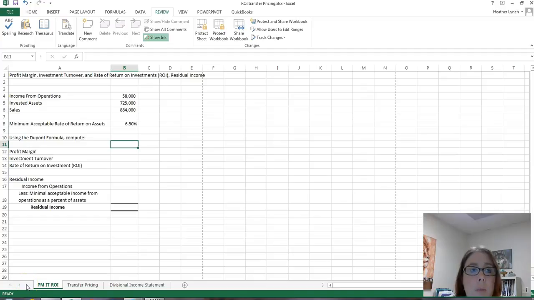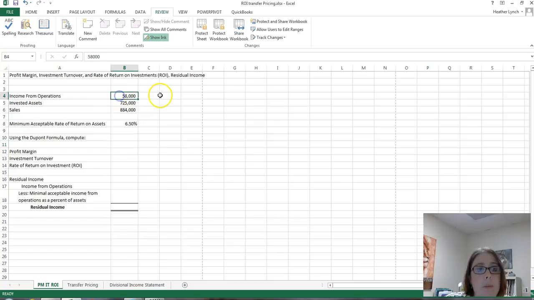Hi everybody. In this chapter we're going to be dealing with profit margin, investment turnover, rate of return, residual value, transfer pricing, and doing a divisional income statement. So what I want to start out with is profit margin, investment turnover, rate of return, and residual value. Or residual income, I'm sorry.